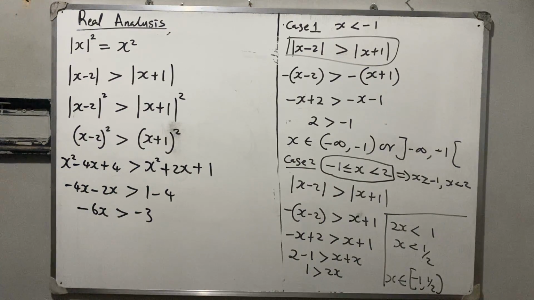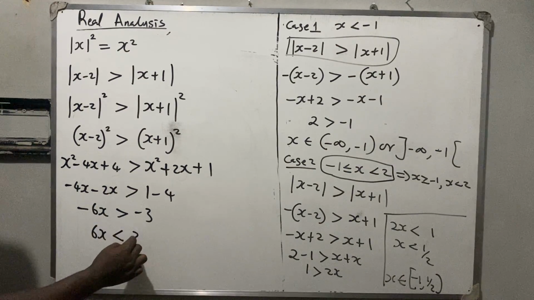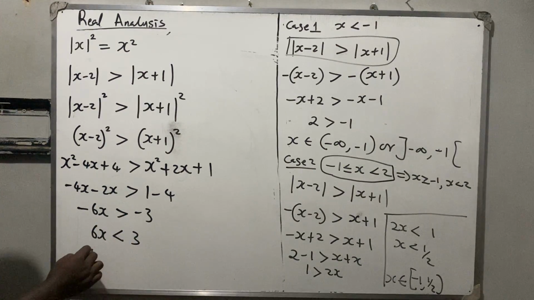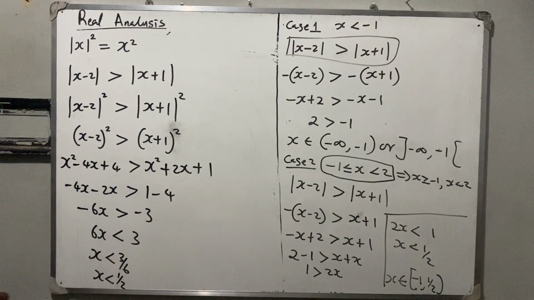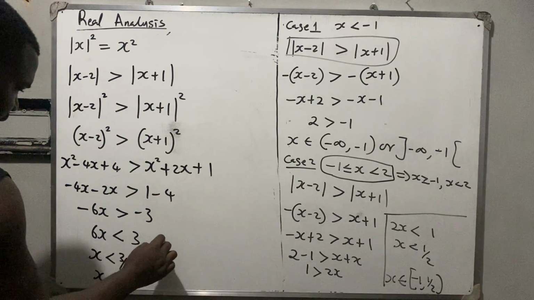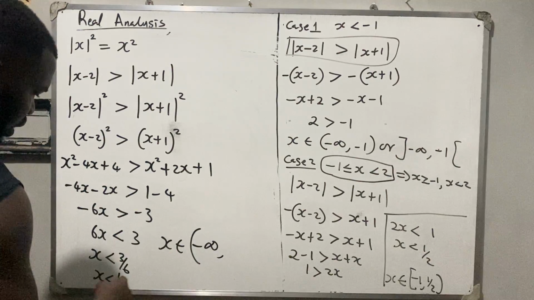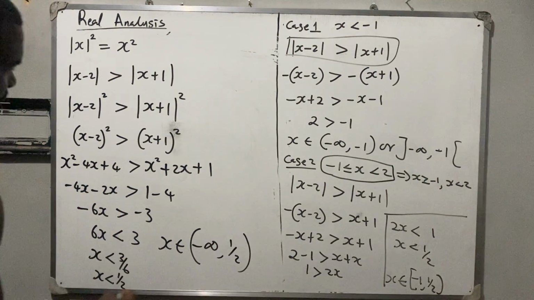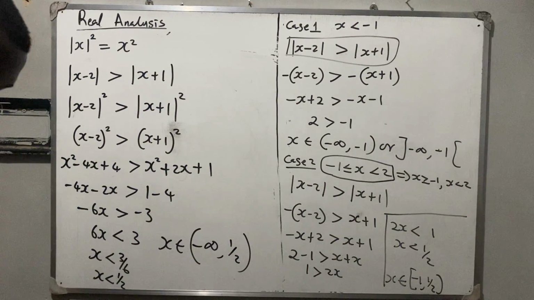So multiply both sides by minus 1 to have that 6x, the sign here will change, less than what? 3. Divide both sides by 6 to have that x is less than what? 3 over 6. So therefore, x is less than what? 1 over 2. So how do you represent this? We represent it that x is an element of open bracket of negative infinity, comma, 1 over 2, open bracket, which is exactly the answer we got for the other one. So they are the same thing. So which method do you prefer?